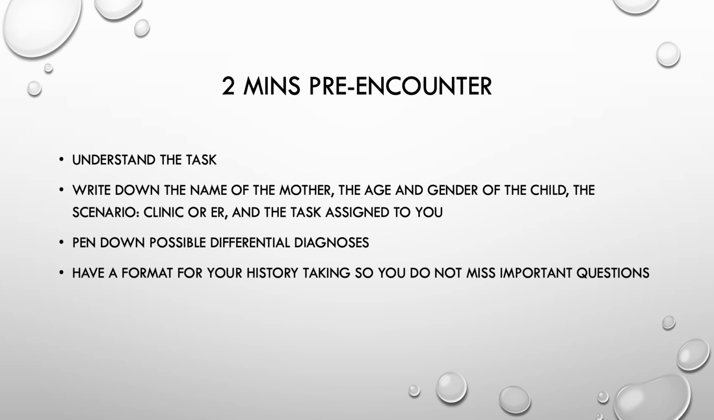You want to understand the task given to you. So this task says history and counsel. You want to write down the name of the mother so you don't forget it. You want to write the age and gender of the child, if at all it's given. The scenario, are you in the clinic or the ER, and the task assigned to you. Then try to pen down possible differential diagnoses. This would help you to have a list of questions to ask while you go into the room, and have a format for your history taking so you do not miss important questions.